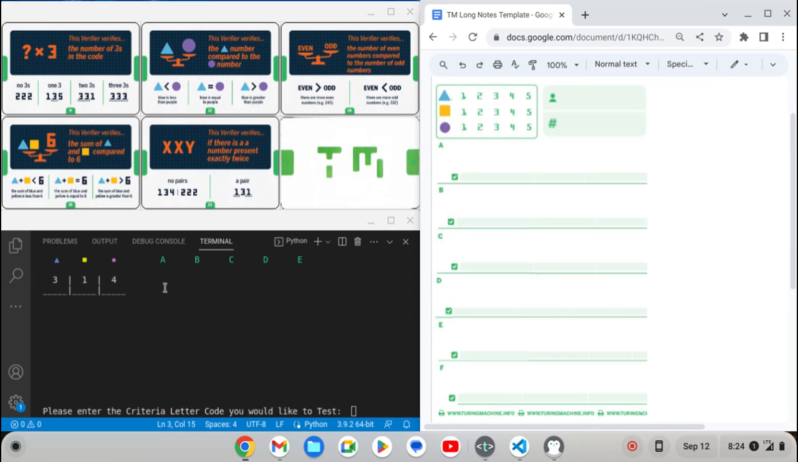Now we're going to start off with an initial proposal of 314. So the first thing I want to find out is a little bit about the ratio of even to odds. So let's go ahead and test criteria card C.